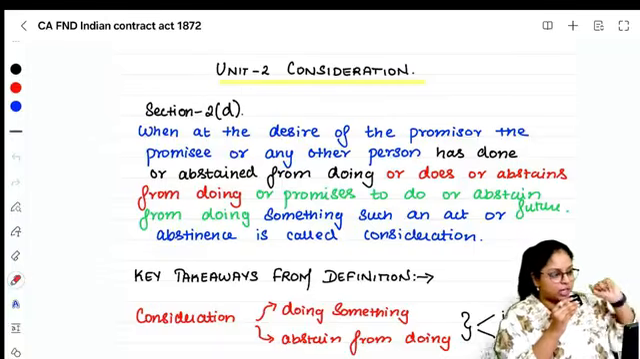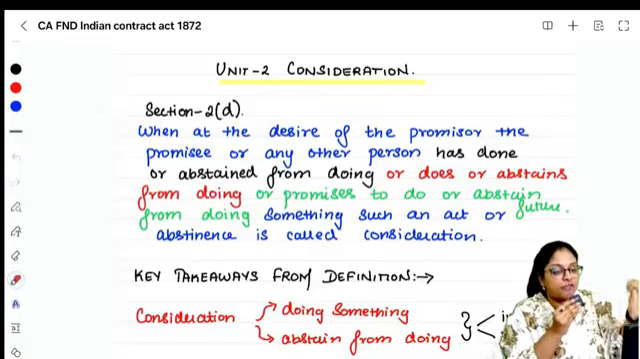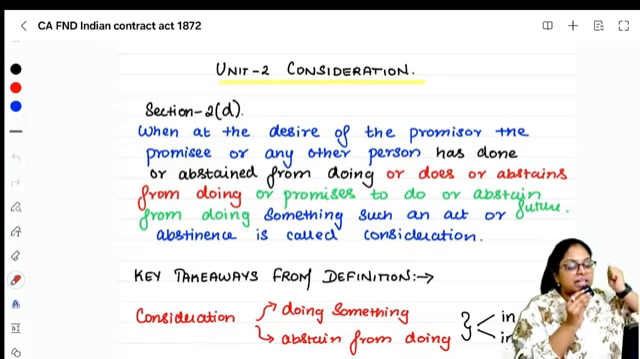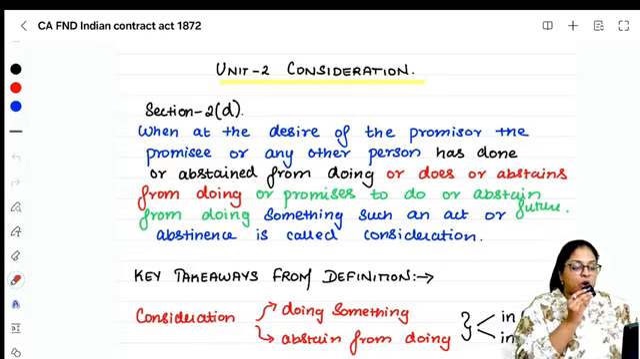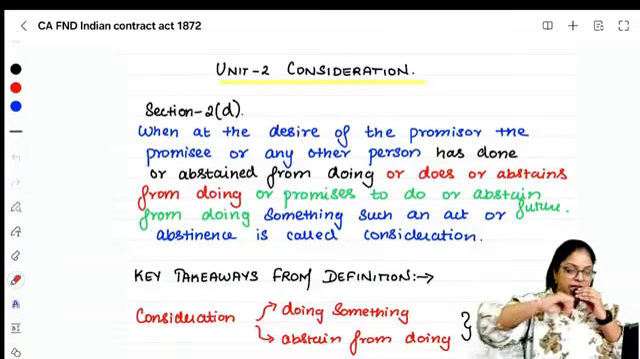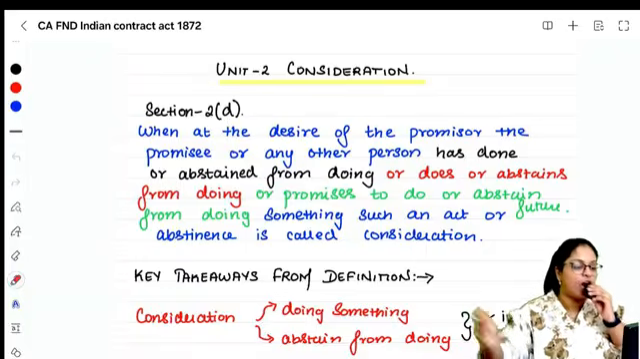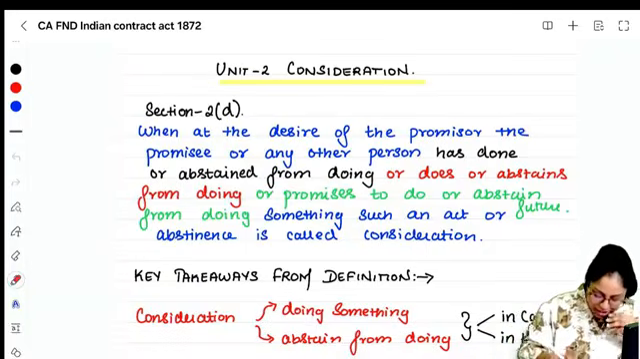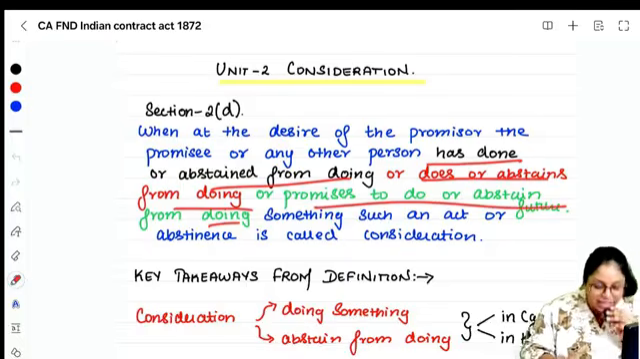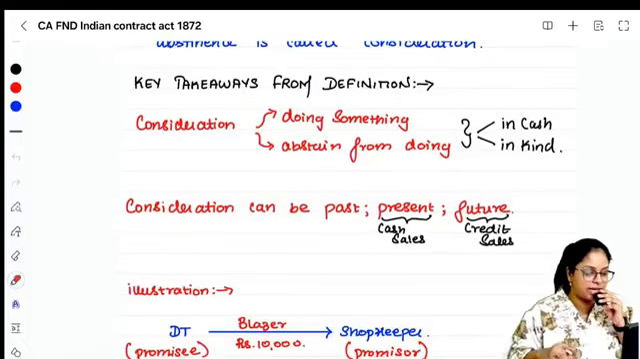So there are many points in this. First, consideration should always move from the promisor. The offerer is the one who should take the first step. From the other side, it can either come from the promisee or any other person. Either you can pay the fees or your parents can pay the fees. Consideration can be past, present, or future.